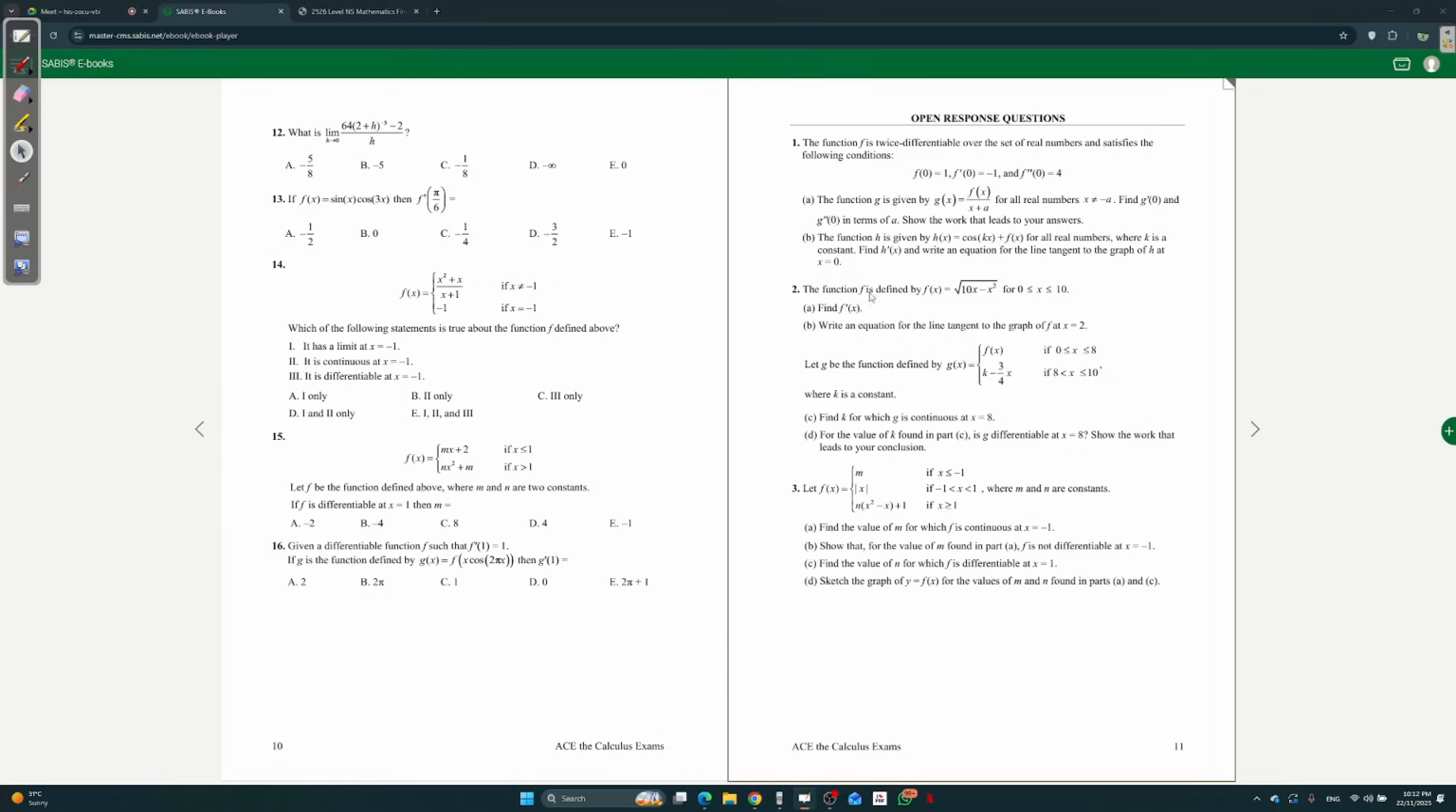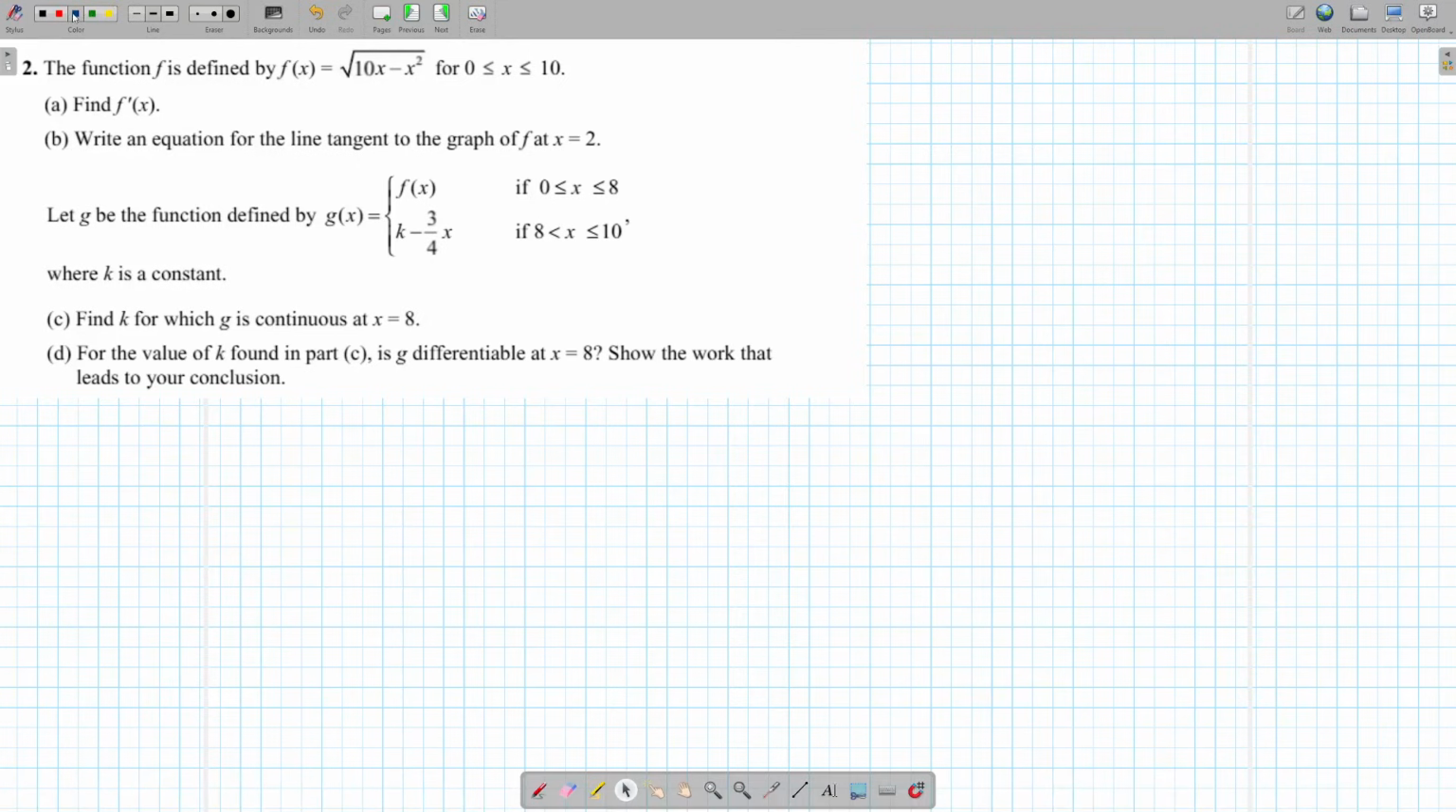For question 2, I'll take it here, open board. They gave us a function, radical 10x minus x squared, between 0 and 10, and they're asking us to find the derivative, f prime of x. How do we find the derivative? I think everyone should know how to do this.